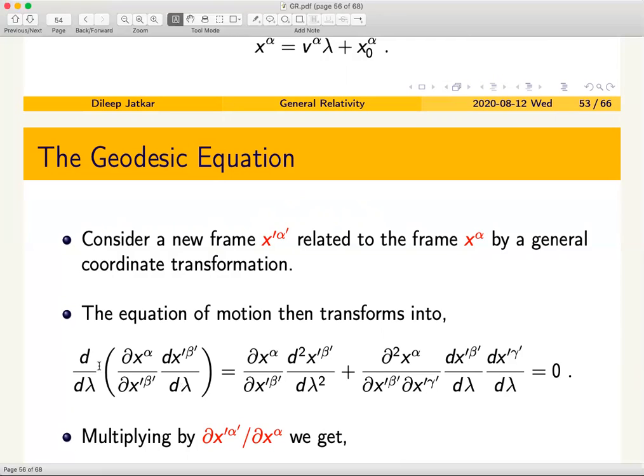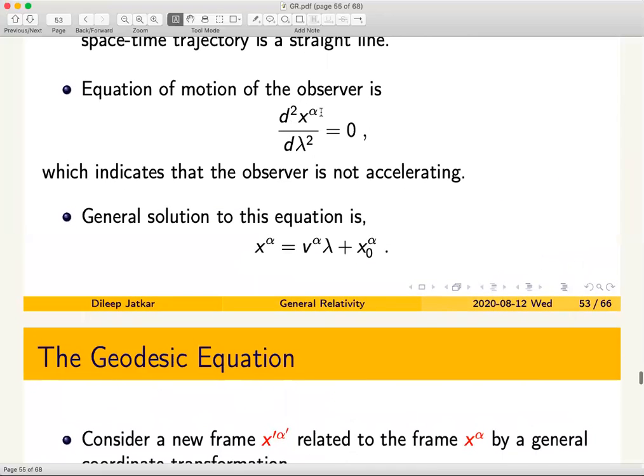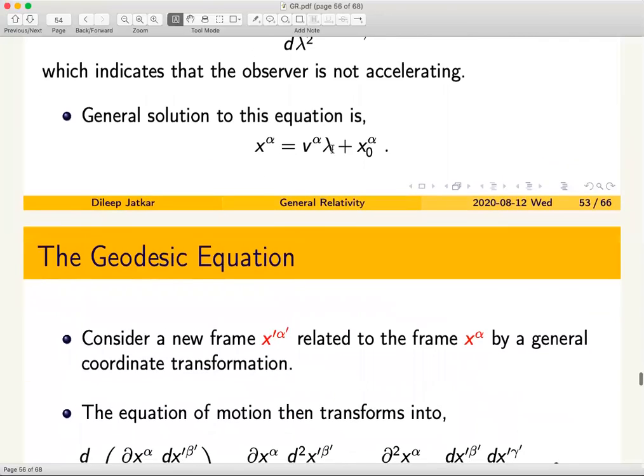Okay, now since this entire expression is just d squared x alpha by d lambda squared, this whole expression better be 0, because that is what the equation of motion was. Okay, so the right hand side continues to be 0 even after you do the coordinate transformation.